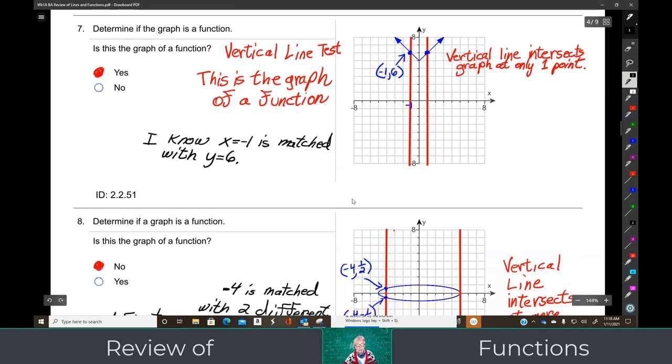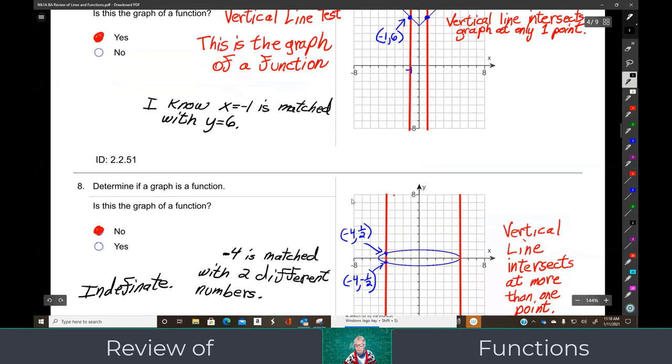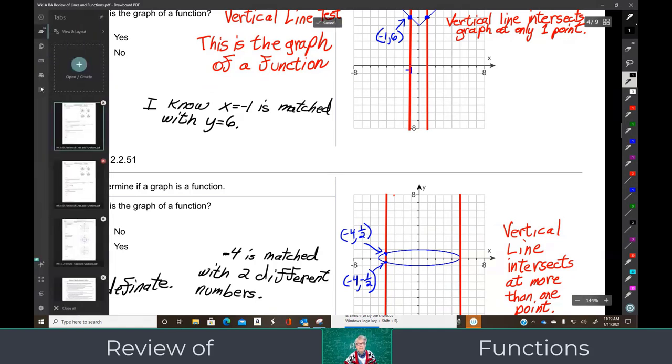So, therefore, functions are preferred. So there. And that's the difference between a function and a non-function.